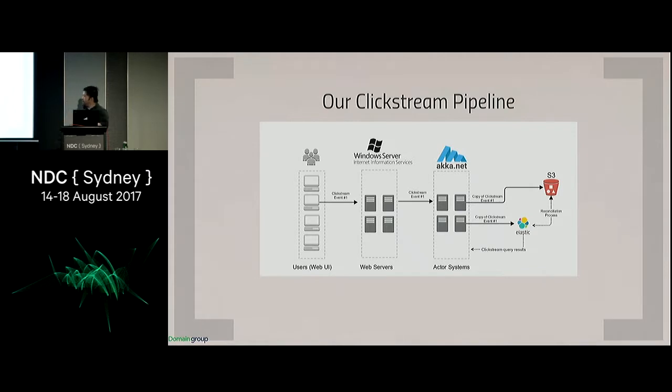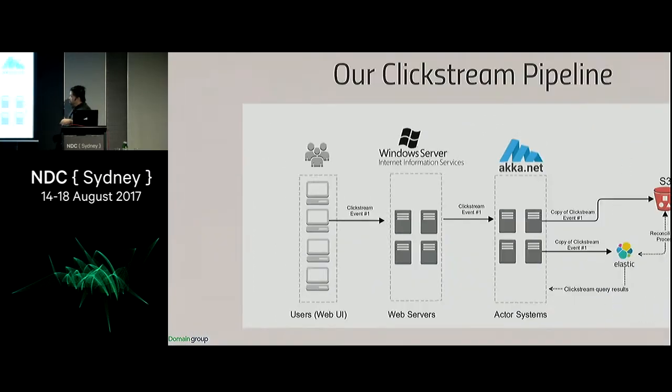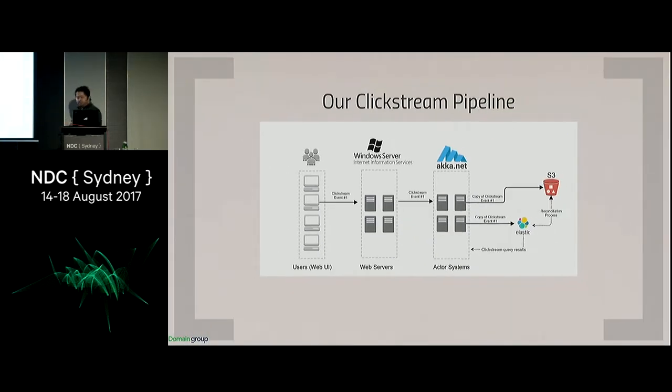Now, if we were to pull back a little bit further, things get a bit more complicated when you start working with more than one actor system. Our clickstream pipeline looks like this. On one side, we've got one clickstream event flowing into our web servers here. The web servers would make copies of the events and send them off to akka.net.